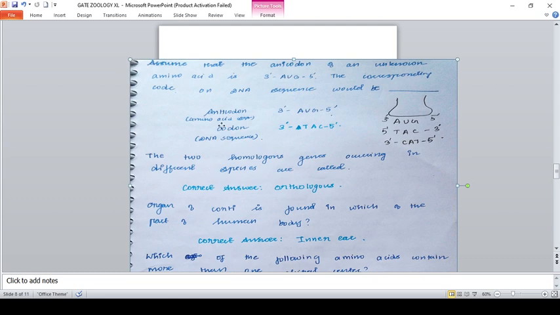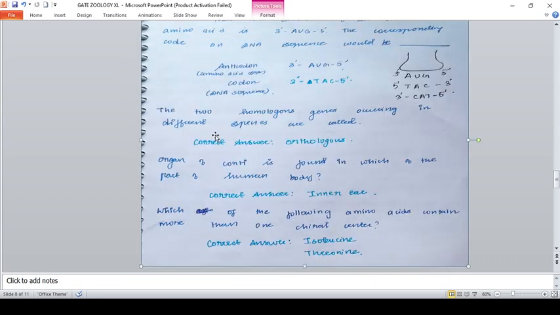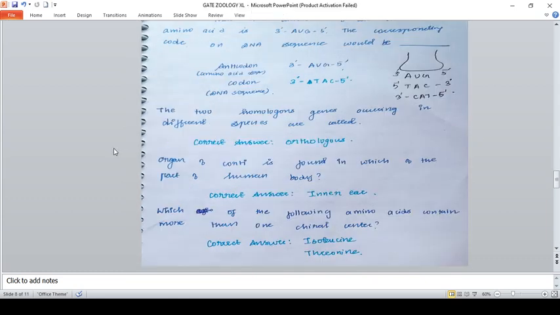Next thing, two homologous genes occurring in different species are called as. First you should know about these kinds of technical terms. Many questions are asked in CSIR and every kind of exam, but the concepts will be simple only. But we don't know some key points about it. So let me explain. Homologous genes means there are two or more genes that have originated from a common ancestor.